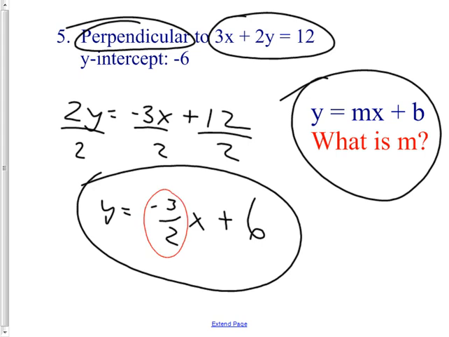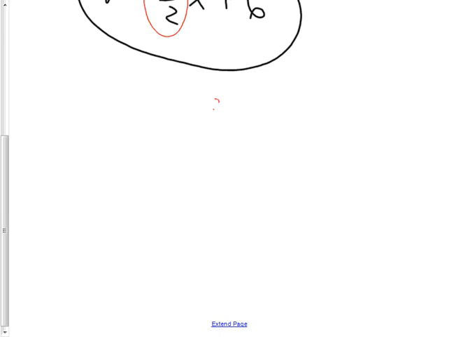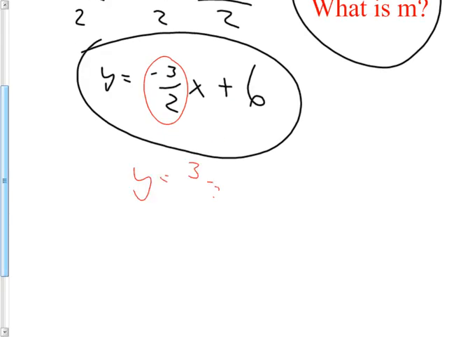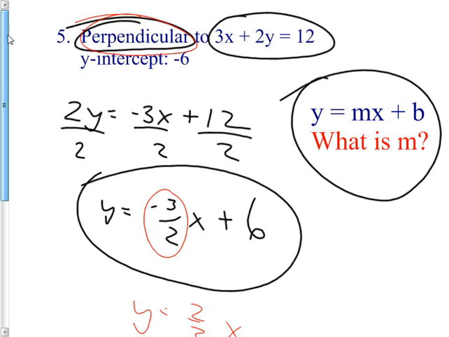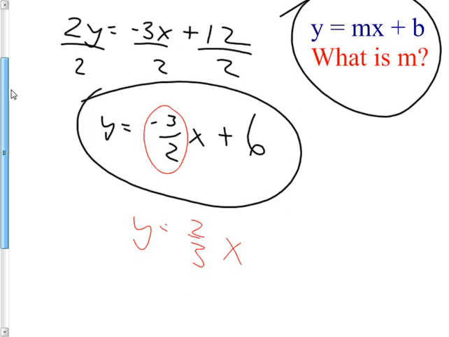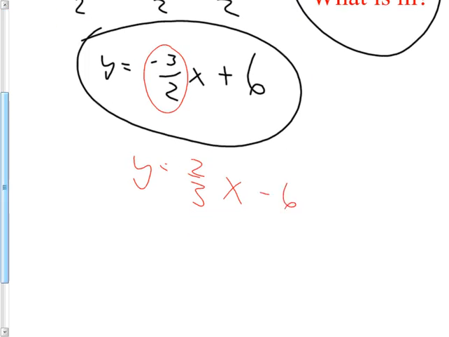But I want perpendicular to that slope, so I need to flip it and make it positive. So it should be y equals positive 3 halves x plus 6. I see. Yep. 2/3 x. And then let me make sure my y-intercept is right. Okay. Y-intercept is negative 6, so there it should be minus 6. There. Okay.